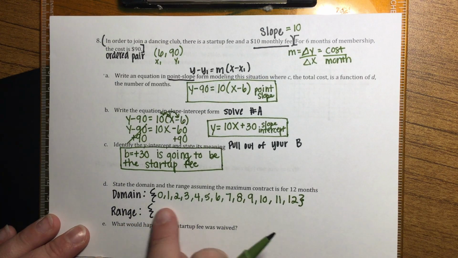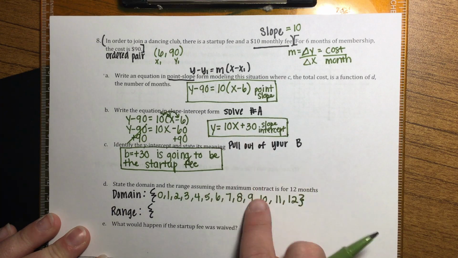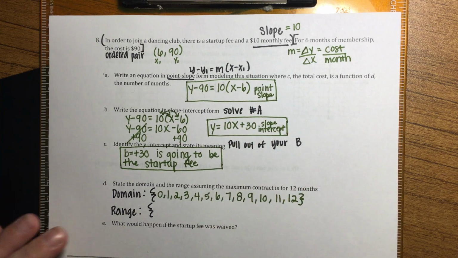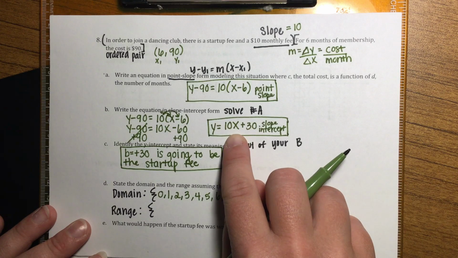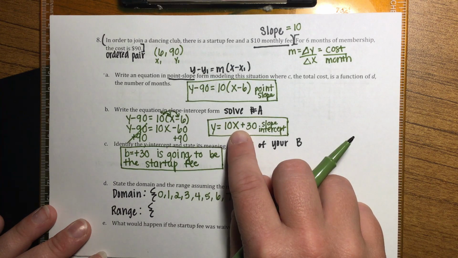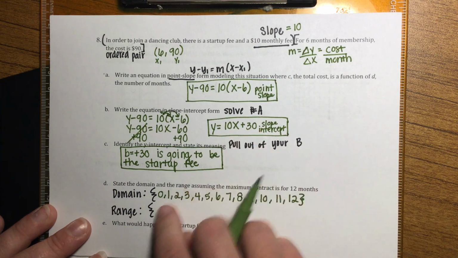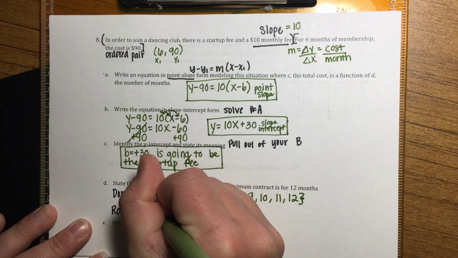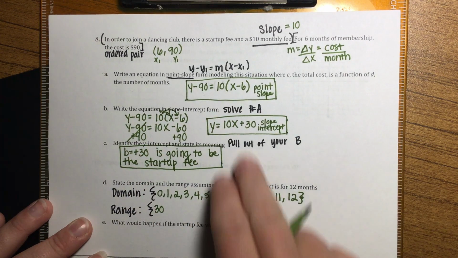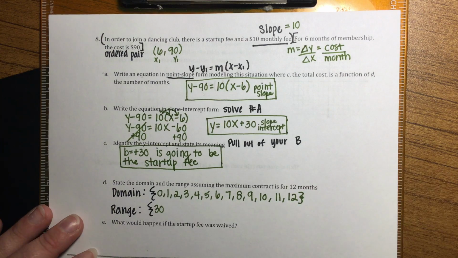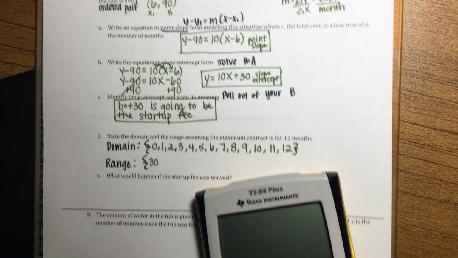So you could either take all of these values and plug them into this equation and solve for them. So I could plug in my 0 for x. So I'd get 10 times 0, which would be 0, plus 30, which would give me 30. That would be one way to do it, is plug all these in and do it that way. I'm going to go ahead and suggest using your calculator.